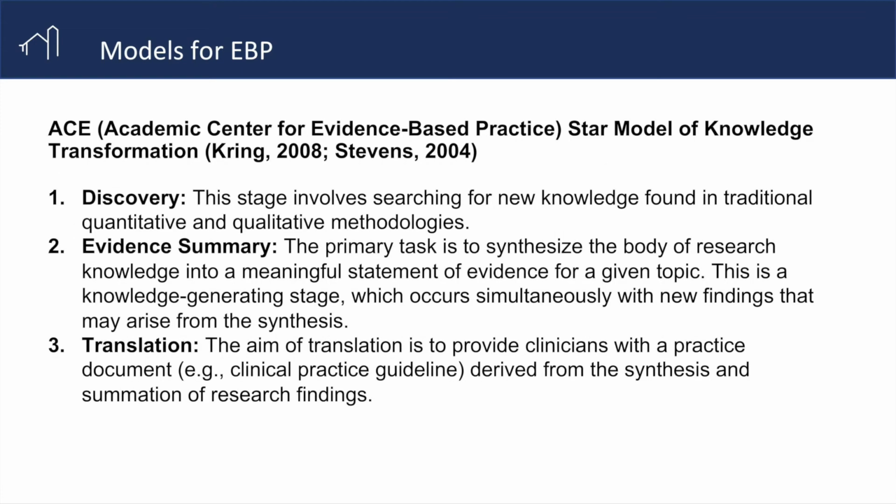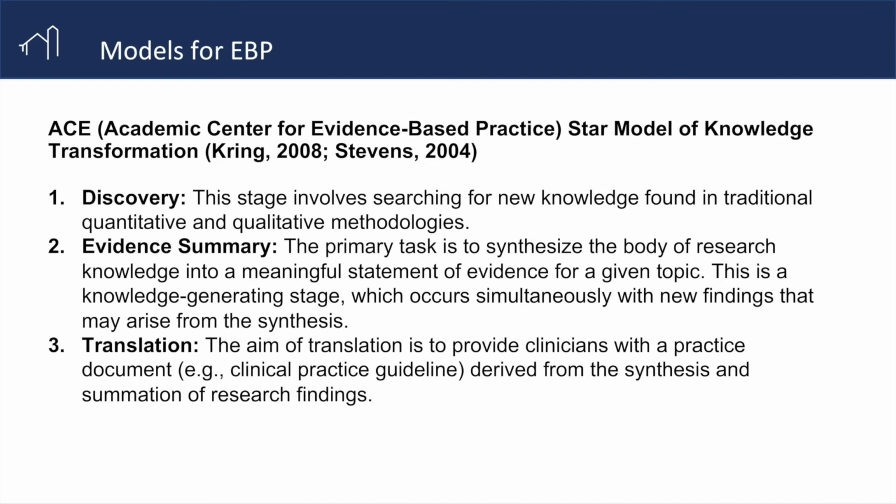I'm just going to look a little bit into two of these frameworks to describe how they propose that evidence can be used in a program. And so ACE, Academic Center for Evidence-Based Practice, STAR model of knowledge transformation, what a name. This model has 5 major stages that depict forms of knowledge in relative sequence. So you go through each stage of the use and the dissemination of knowledge. They start out with stage 1, discovery. This stage involves searching for new knowledge found in traditional quantitative and qualitative methodologies. So just the search for knowledge.